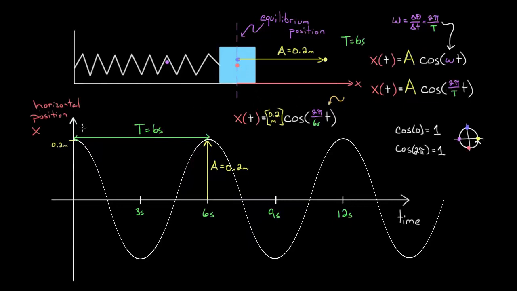Or if I wanted the position at 12.25 seconds, I'd plug in 12.25 seconds for our little t time, calculate this function, plug it into the calculator, in other words, and that would give me the position at 12.25 seconds. That's what this function can do for you. That's how it can represent the motion of a simple harmonic oscillator.